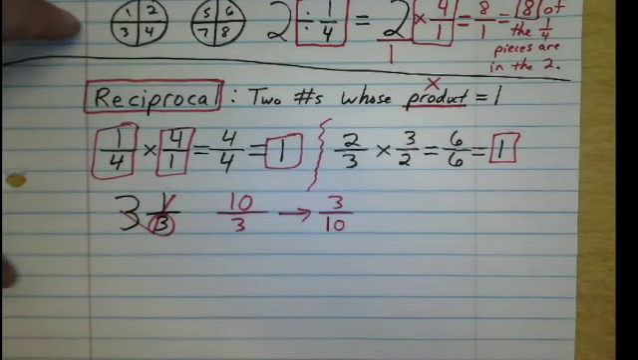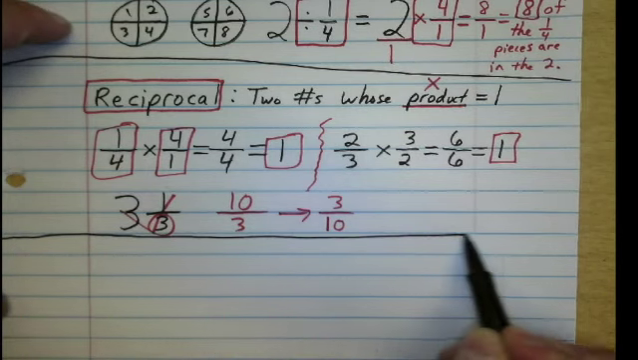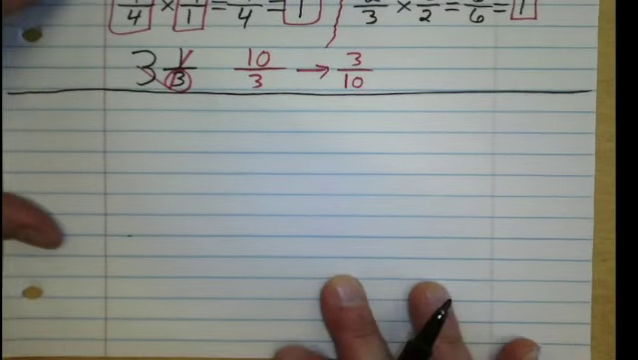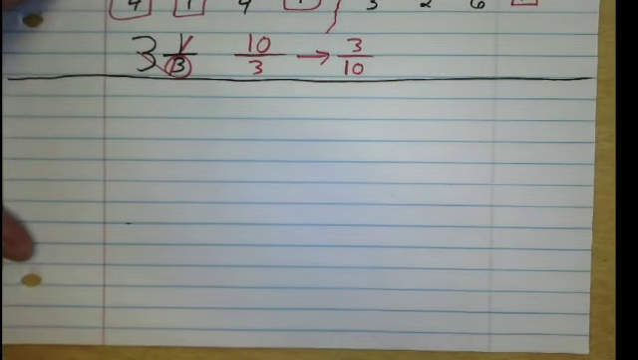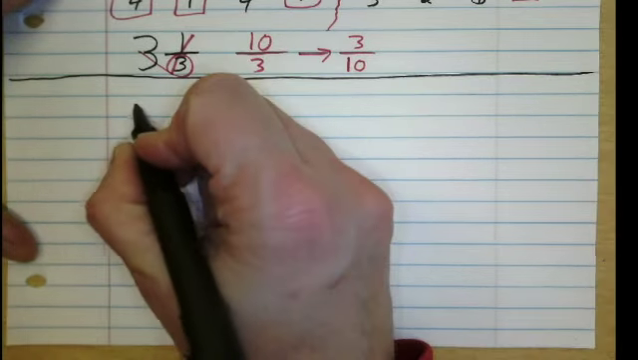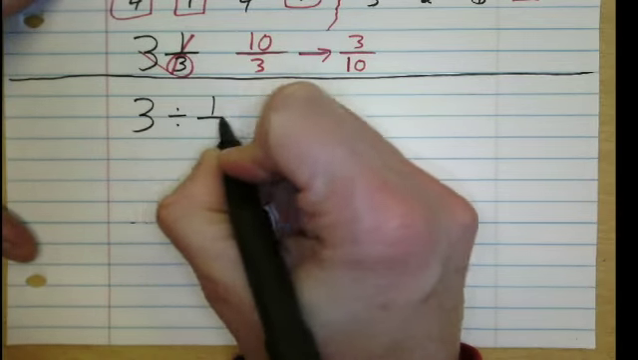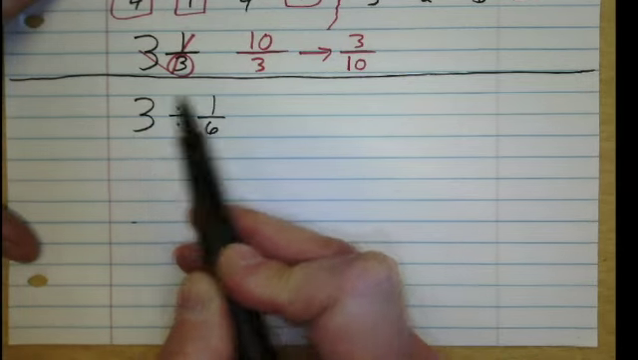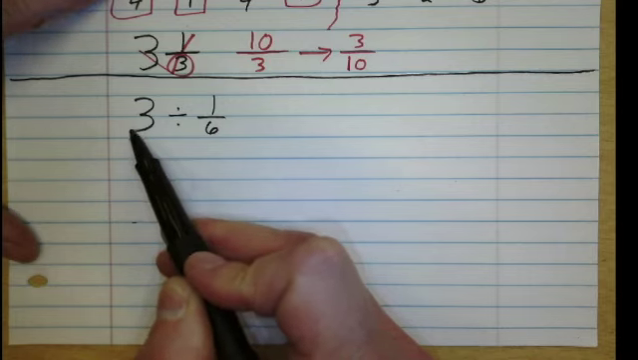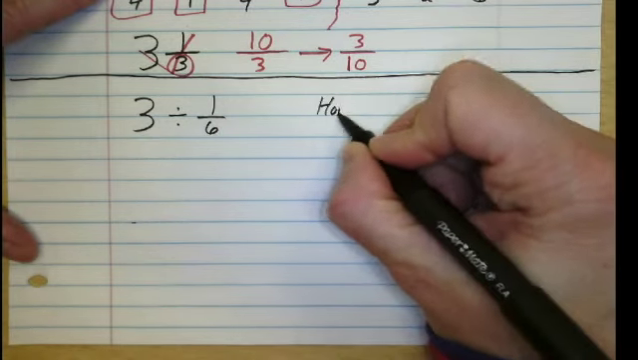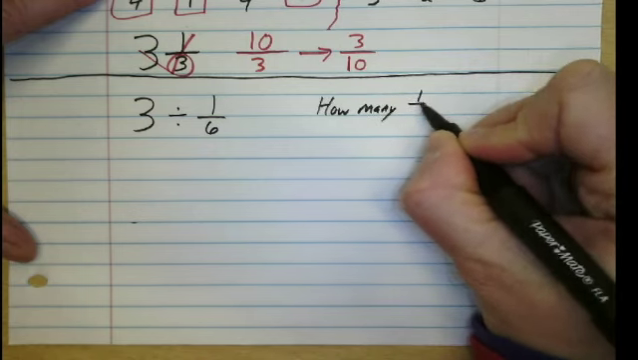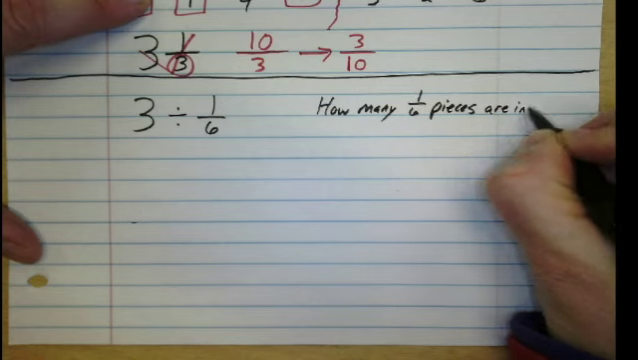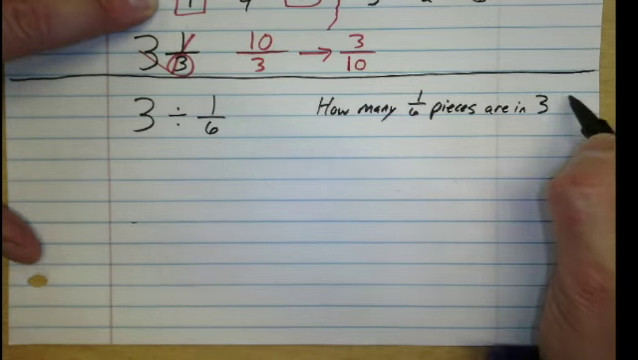So how does that work? Let's do some examples to see. Draw a line. I'm going to move this up so you can see. So the next example I have is 3 divided by 1/6. So remember with division, you're always having a total and you're dividing it by parts, and you're asking how many of those parts would be in the total. So the question I want to ask is how many 1/6 pieces are in, and our total was 3, right? So how many are in 3?